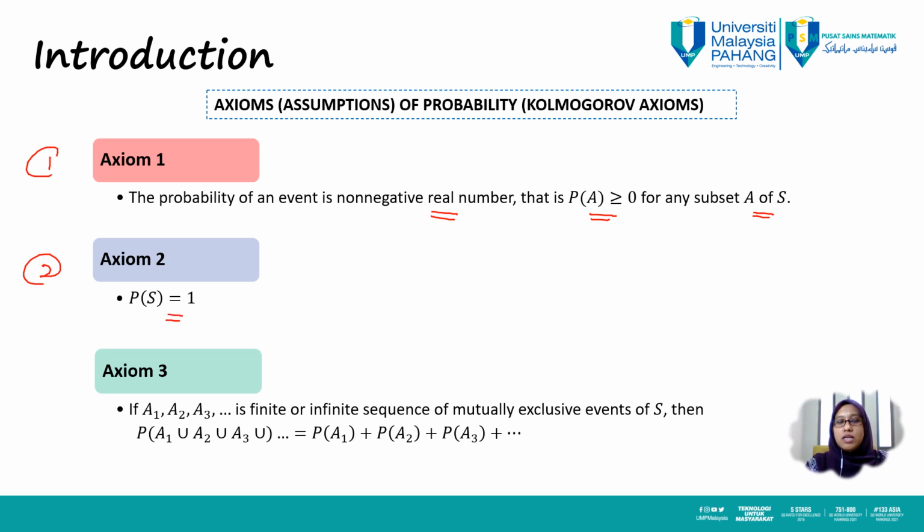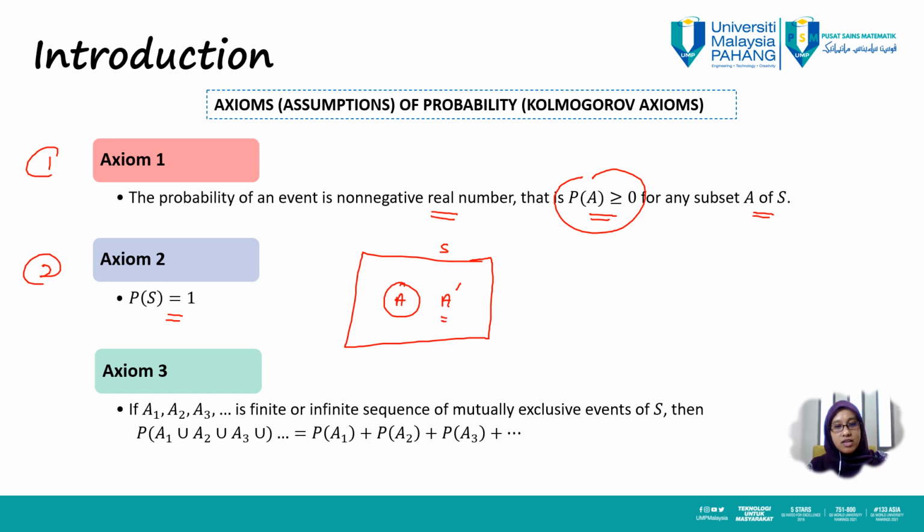This is my set S, and we have an event A here, and the outside of the circle is A prime. The probability of A must be greater than or equal to 0, and the probability of A prime must also be greater than or equal to 0. Then the total, P(S), is equal to P(A) plus the probability of A prime, which must equal 1. So this is for axiom number 1 and axiom number 2.